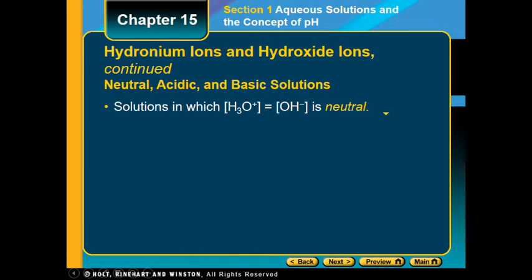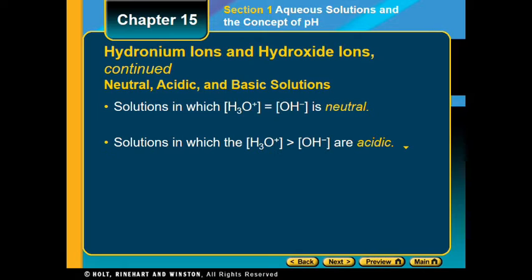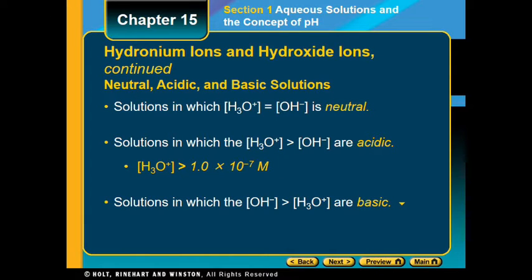When you have your hydronium and hydroxide ion concentrations equal to each other, then you have a neutral solution. If hydronium is greater than hydroxide, you're looking at an acidic solution, so hydronium ion concentration is greater than 1 times 10 to the negative 7th molar. And if hydroxide is more than hydronium, then you're looking at a basic solution.